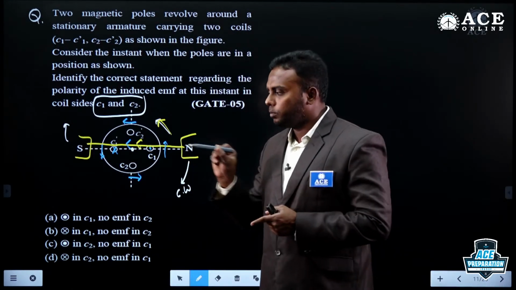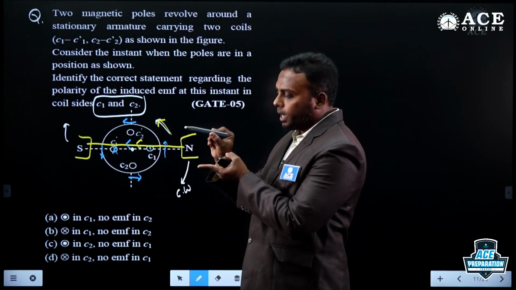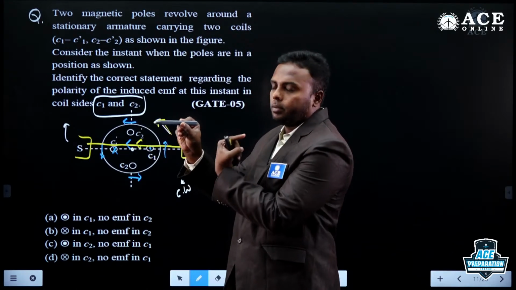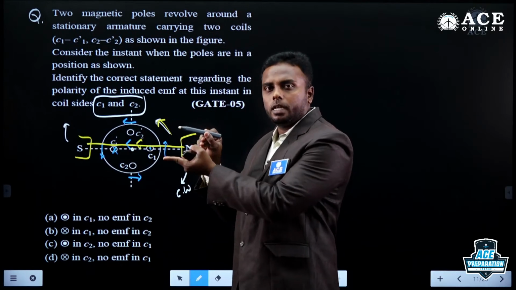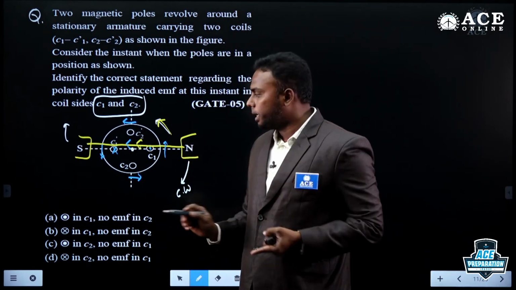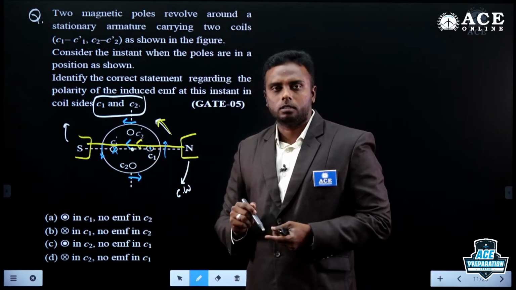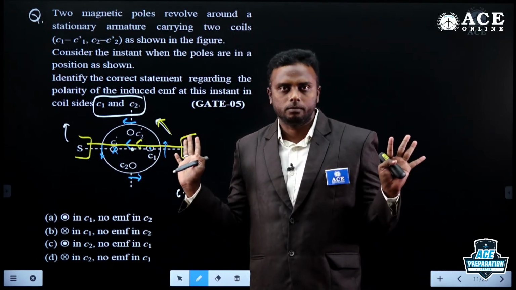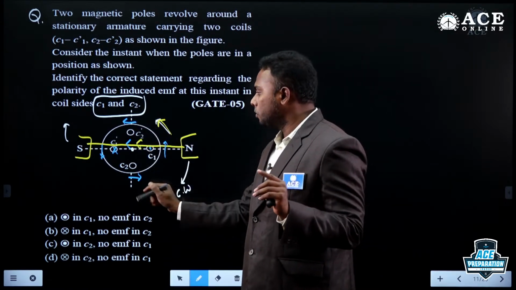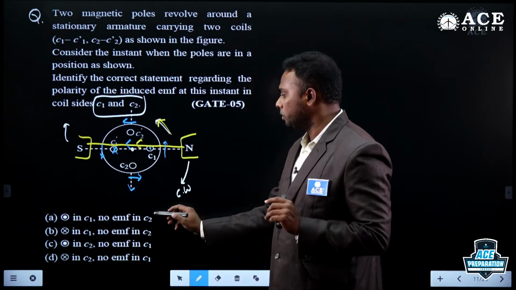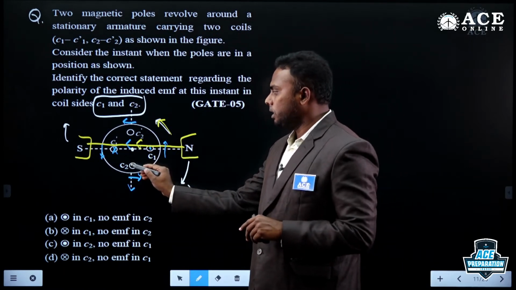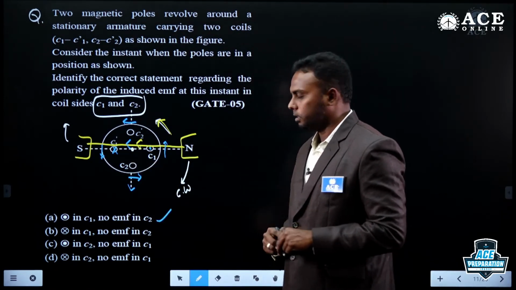But the flux line is moving in this direction, and parallel to that the conductors are moving, maybe anti-clockwise, opposite, or in the same direction. So there is no flux cut by the conductors C2 and C2 dash. So no EMF will be induced here. So in this position there is no EMF. No EMF is induced in C2. Option A is correct in this.